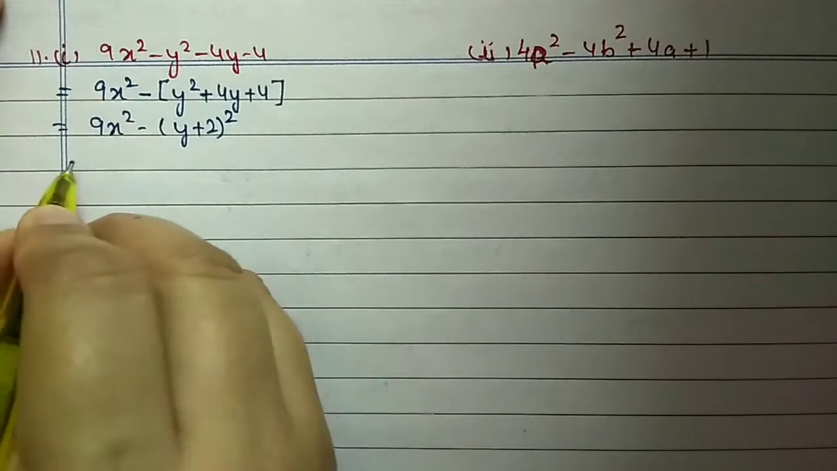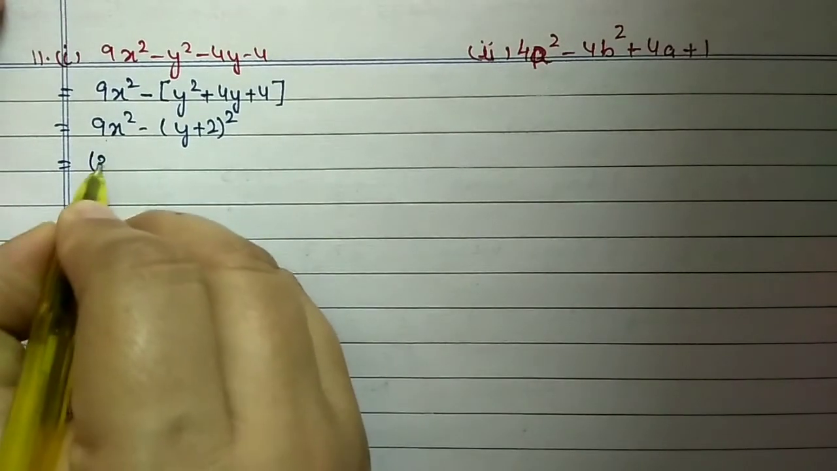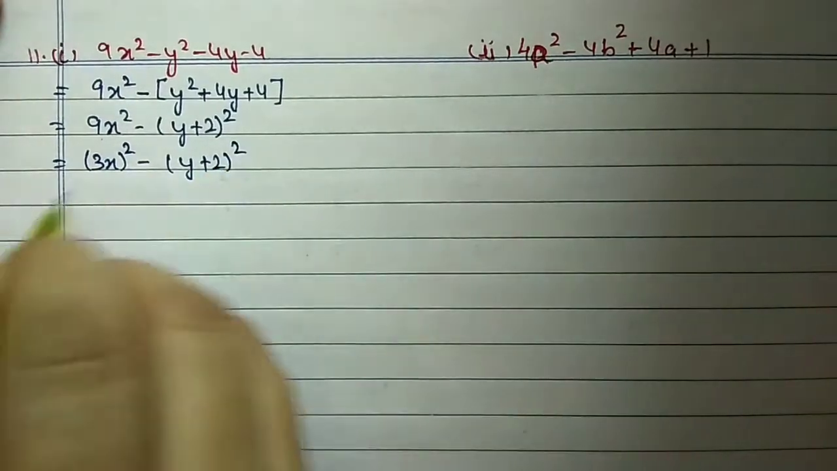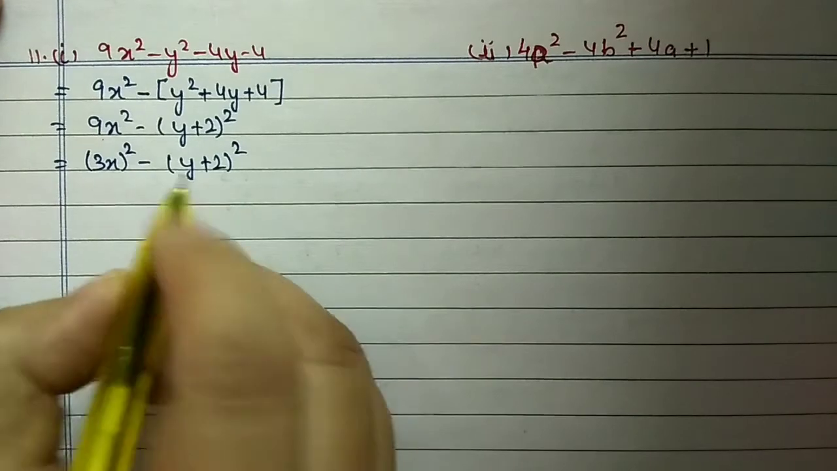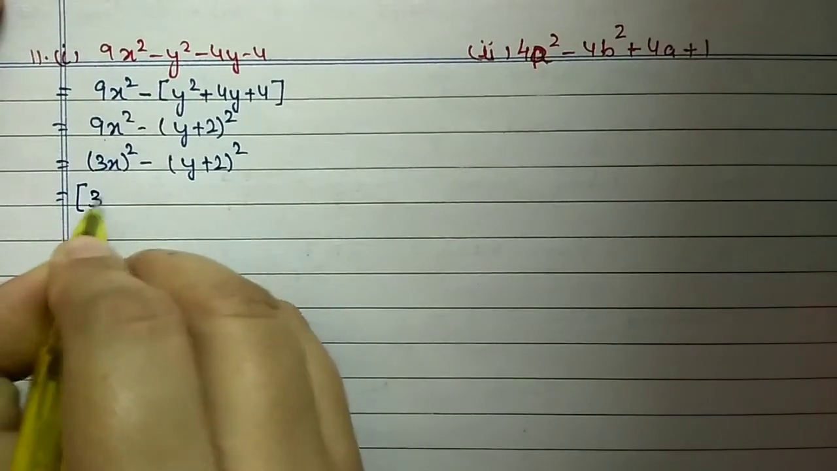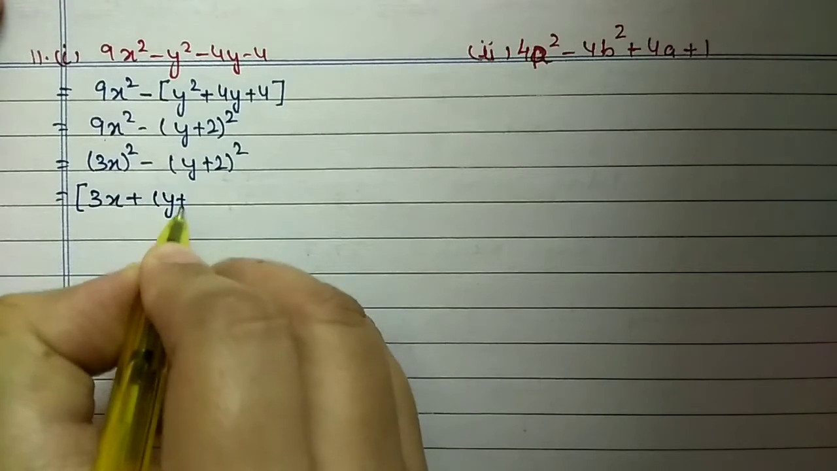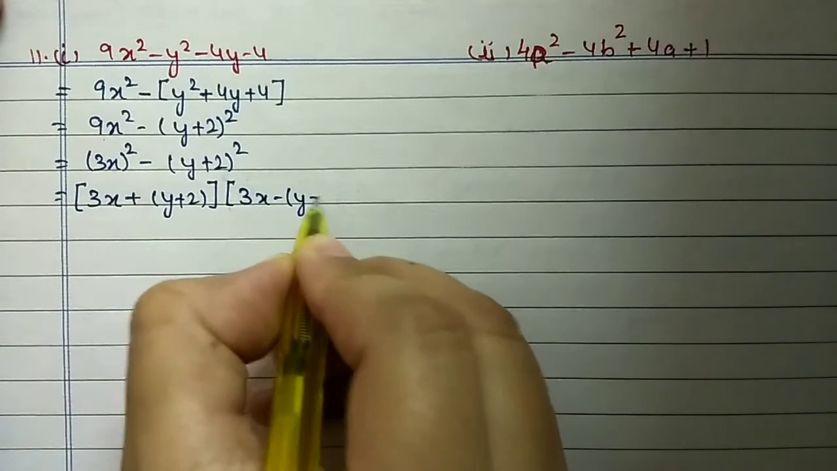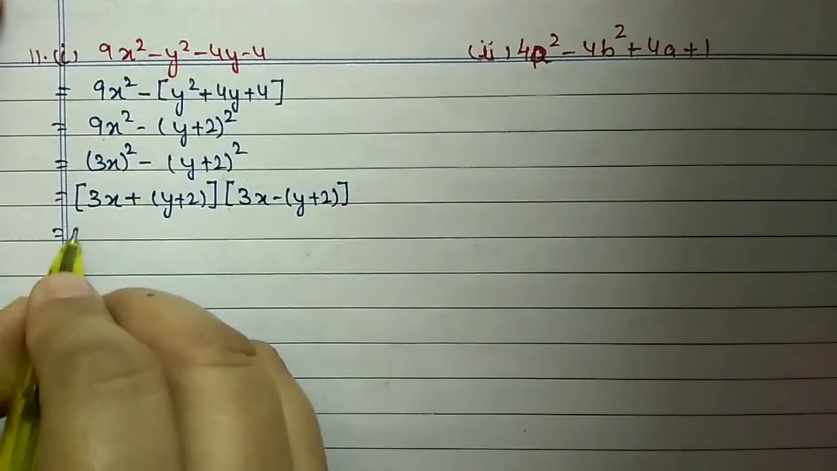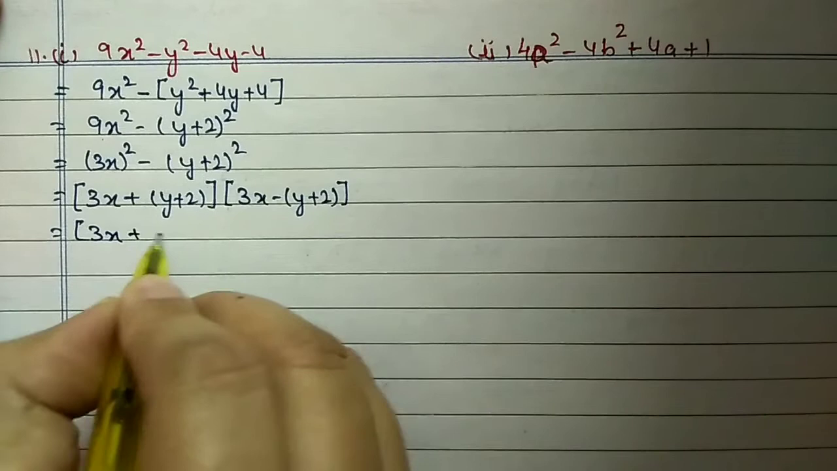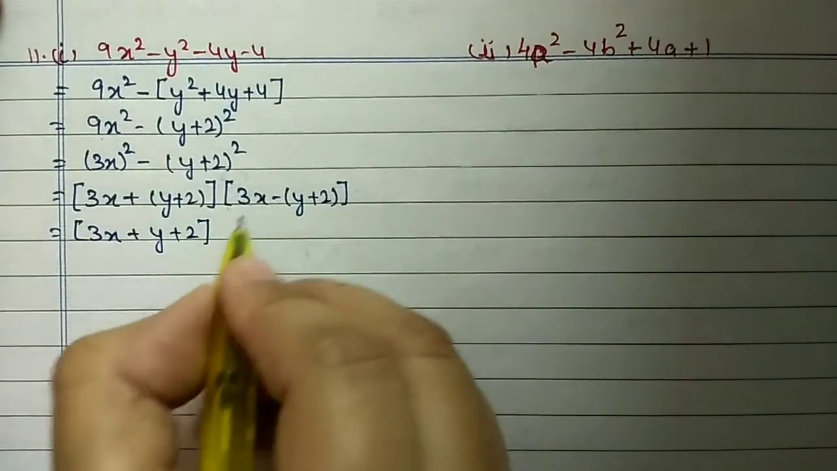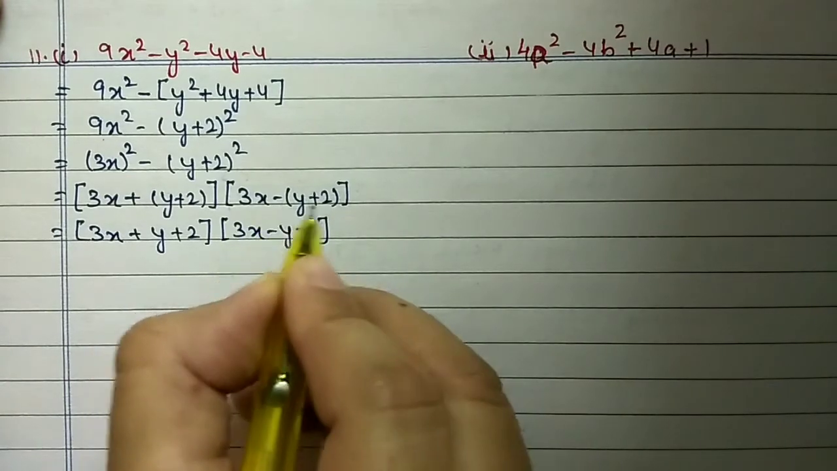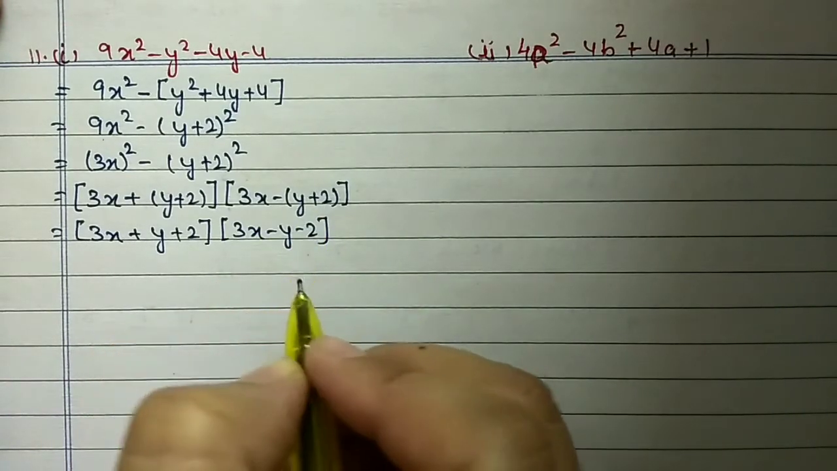So a square minus b square, even this 9x square we can write as 3x whole square minus y plus 2 whole square. Now a square minus b square is equal to a plus b, 3x plus y plus 2, and a minus b, 3x minus y plus 2. Remove the bracket. You can write 3x plus y plus 2, and second bracket 3x minus y minus 2, because minus symbol is there, so this symbol will become minus.